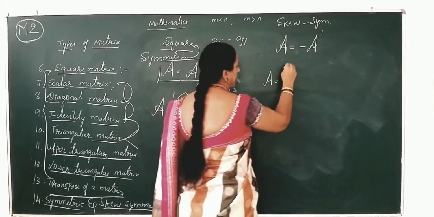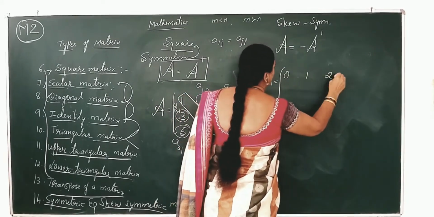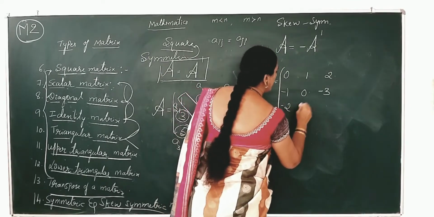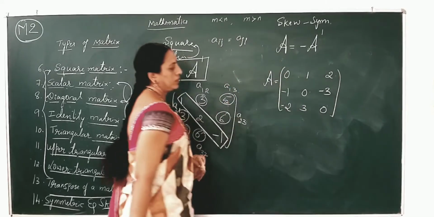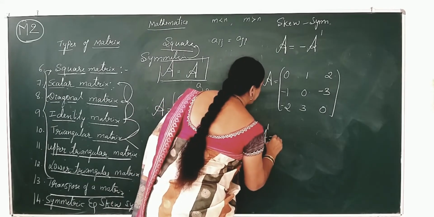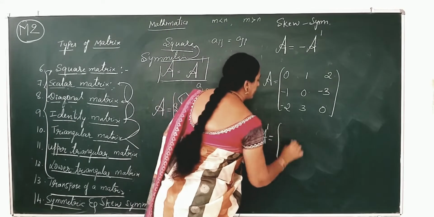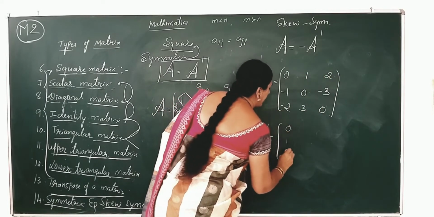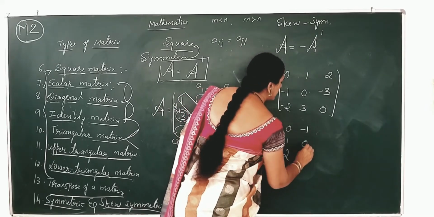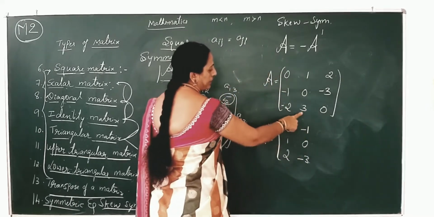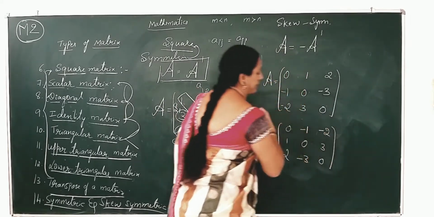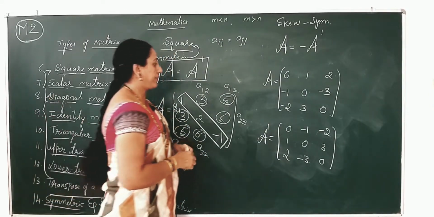Now A is nothing but 0, 1, 2, minus 1, 0, minus 3, minus 2, 3, 0. It's one of the matrices A. What about the transpose of A? What does A dash become? The first row is 0, 1, 2. The elements of the second row are minus 1, 0, minus 3. And the elements of the third row are minus 2, 3, 0. Then we compare these two, equating them.